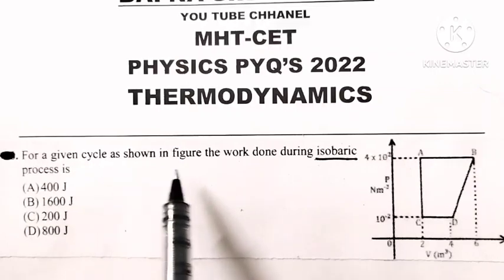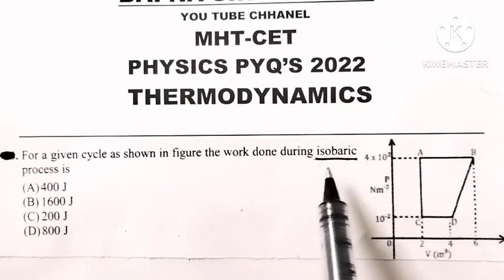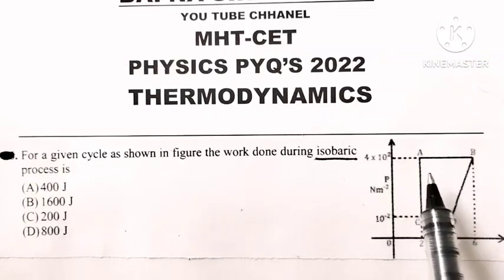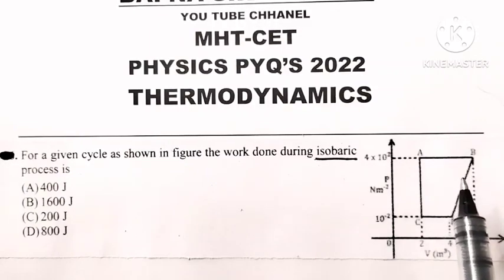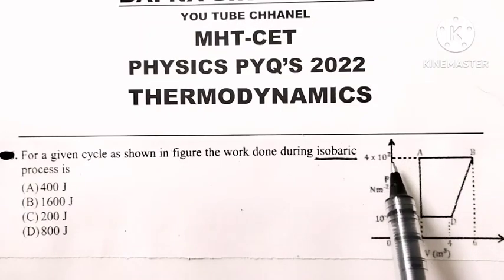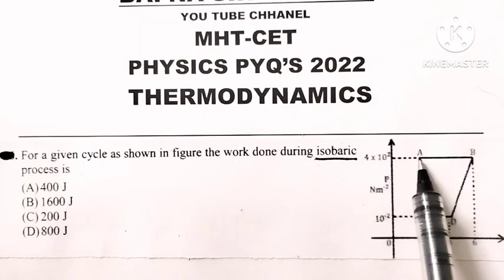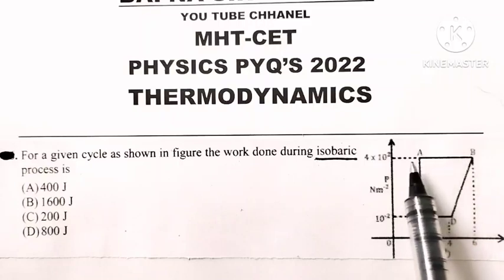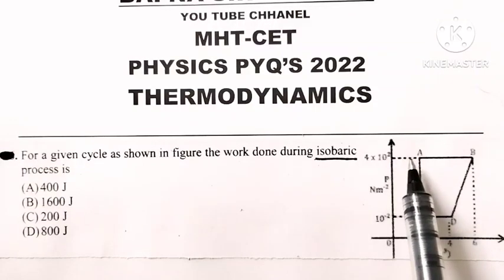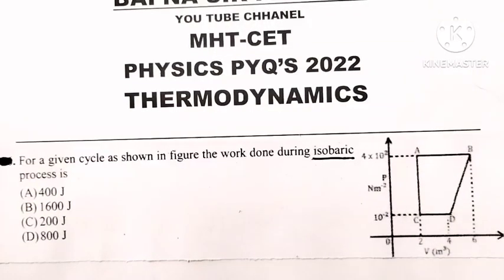So for a given cycle as shown in figure, the work done during isobaric process is? Now first we have to identify which part of this cycle will represent the isobaric process. For isobaric process, what is essential? That pressure remains constant, and look at this line AB. As far as this line AB is concerned, here volume is changing, but pressure remains the same. Pressure remains constant.